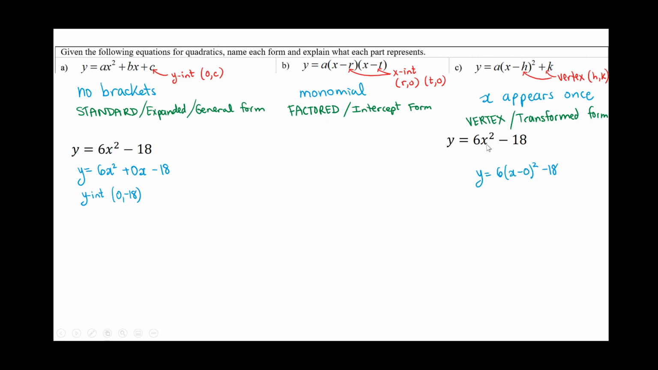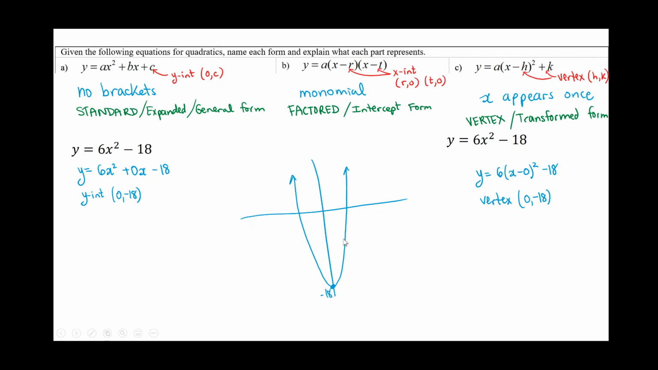On this side, we could say x squared. Instead of just saying purely just x squared, we could say x minus 0 and then squared, because x minus 0 is still x. So now that format matches this exactly. And here we could say vertex is then 0, negative 18. So if you were to sketch that, you'd say y-intercept is negative 18, but it's also the turning point itself.